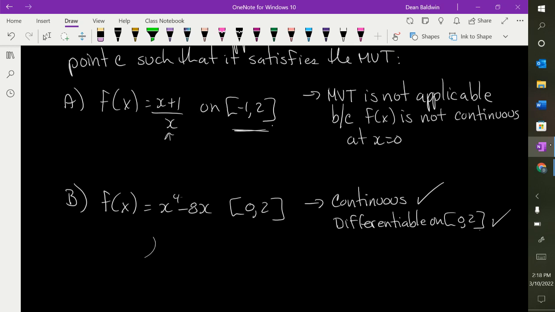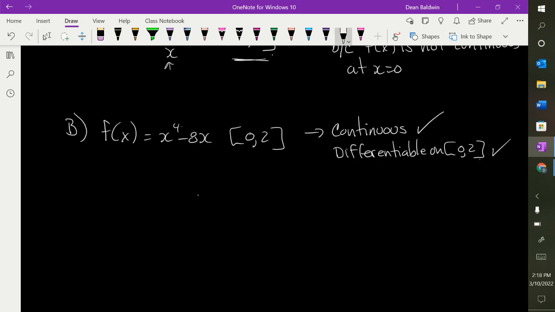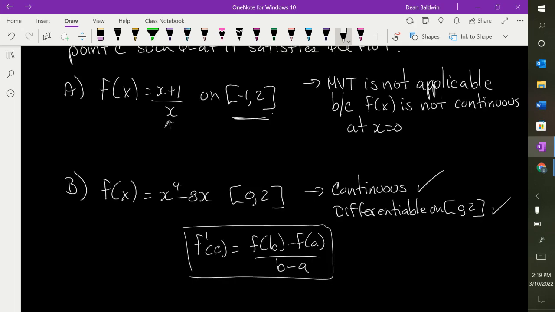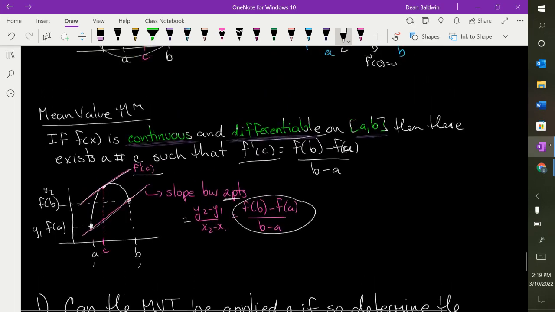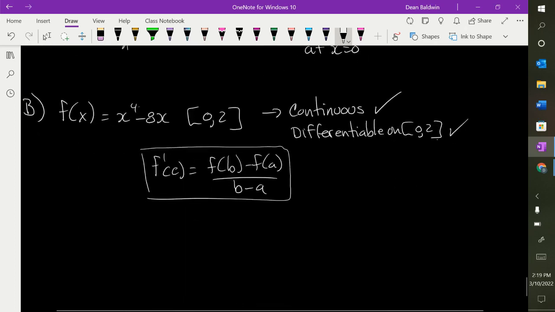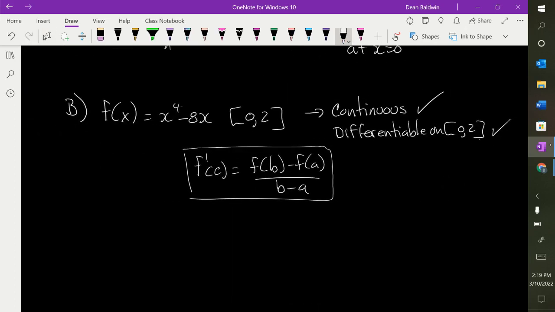So then we use the formula. The formula is f prime of c is equal to f of b minus f of a over b minus a. That's the mean value theorem. So you write that. We're trying to figure out what c is. We go, okay, well, f prime. Let's figure out f prime.